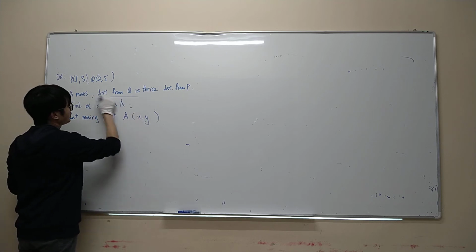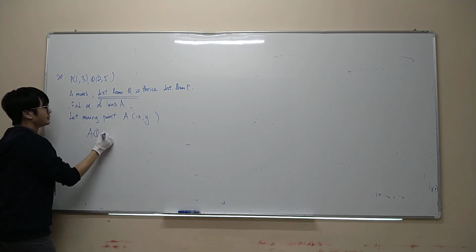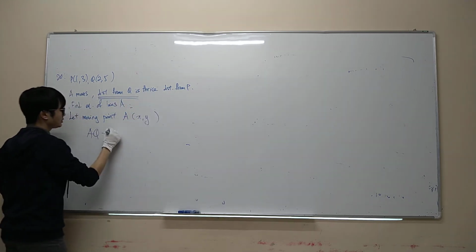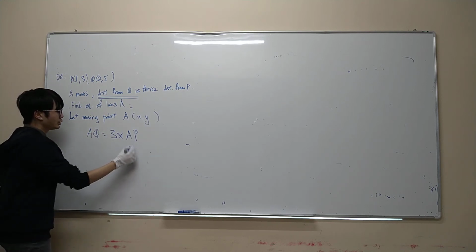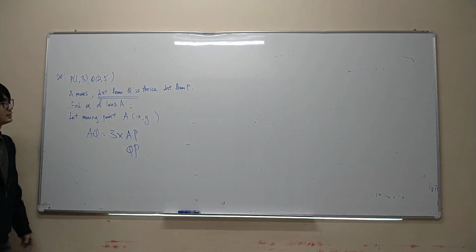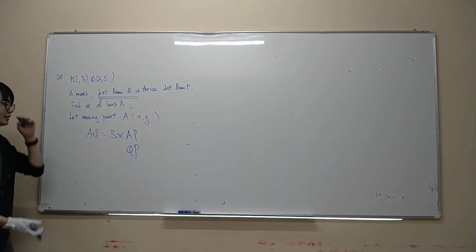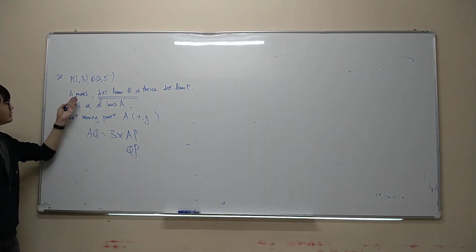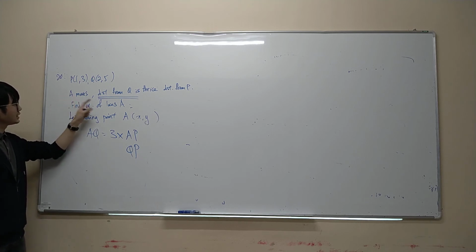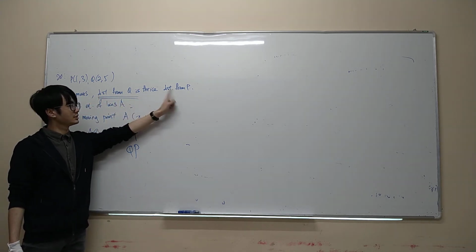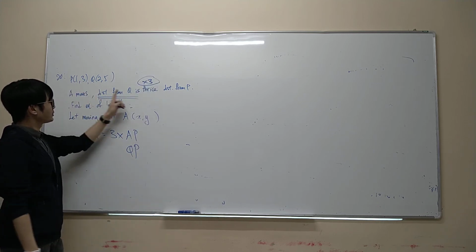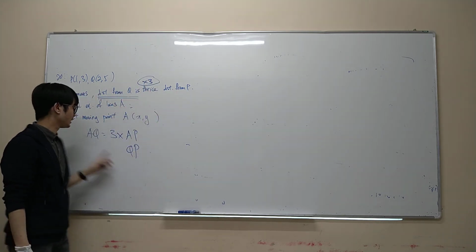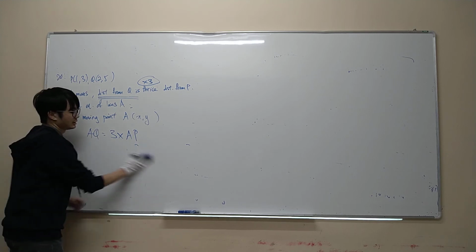Such that the distance from Q, it means AQ, is 3 times the distance from P, so 3 times the distance of AP. And some of you write QB here, and I don't understand why. Why do you write QB here? Read carefully. A moves such that the distance from Q is 3 times the distance from P. So A from Q is 3 times A from P. Not QP, this is wrong.